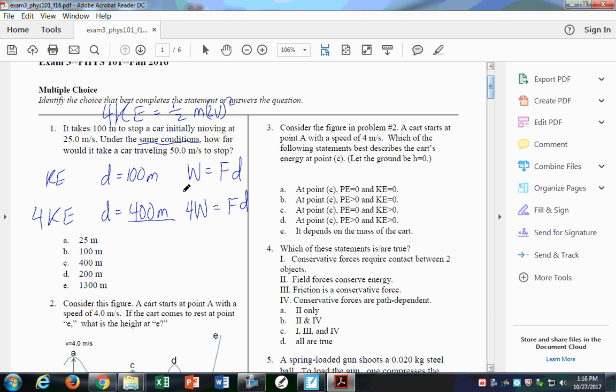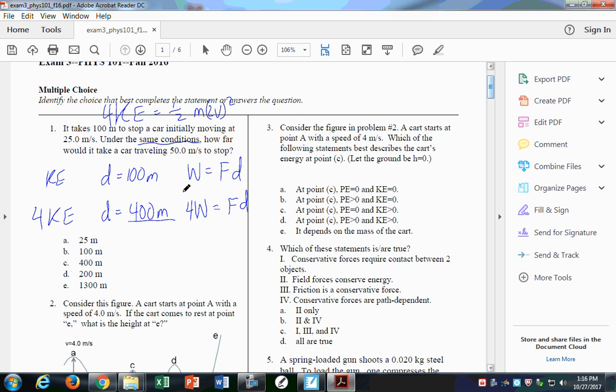Notice there's some other stuff there about conservative and non-conservative forces, and you need to know what those are. You need to know conservative forces conserve energy. Field forces are a type of conservative force. Let's see, this is not true. What is it? 2 is the only one that's true. A is the only one that's true. Because conservative forces conserve energy. Non-conservative forces do not conserve energy.